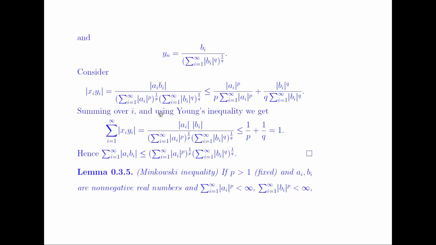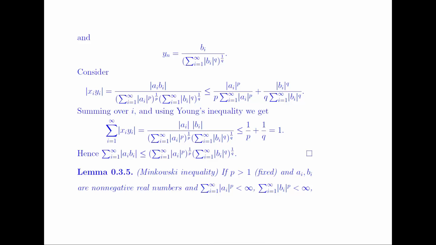Now if we take the summation over i and use Young's inequality, we get the summation of |a_i b_i|, and we have taken the summation over each part. So this summation of |a_i b_i| over this part is less than or equal to 1. So we get the summation of |a_i b_i| is less than or equal to the product of the individual parts.